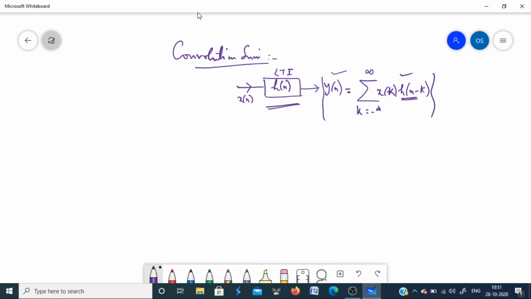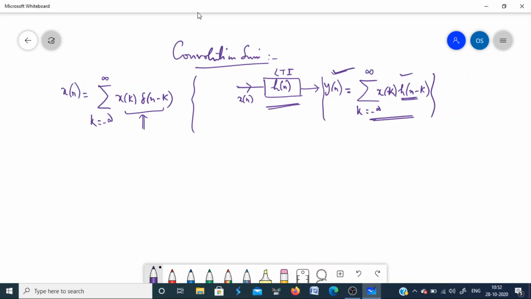And how have we reached this equation of convolution? For that, we first expressed the sequence x[n] as a linear combination of weighted unit impulses. That is, it was written as the summation of x[k] delta[n minus k]. Then we used the linearity and the time invariance property, and using that we reached this equation of y[n], that is the output.